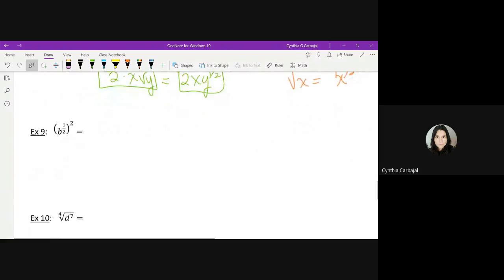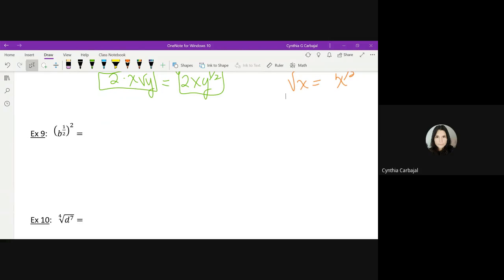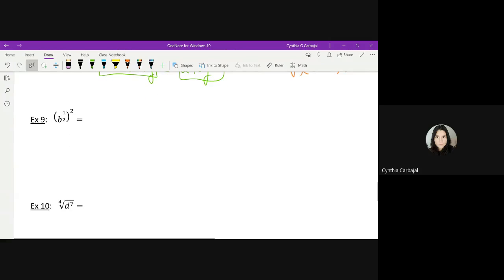All right, example 9. We have b to the 1/2 squared. Well, we know that b to the 1/2, as I just talked about, is b being square rooted. But then we're going to square it. Well, if I use this as a radical form and use the property of exponents, where I have one exponent inside and one exponent outside, I actually end up having 1/2. I have to multiply the exponents times 2.